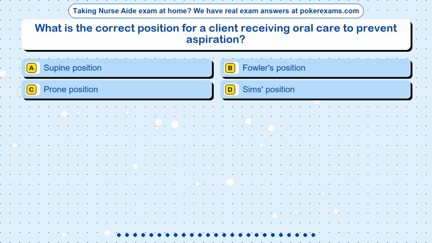Question 2. What is the correct position for a client receiving oral care to prevent aspiration? Option A. Supine position. Option B. Fowler's position. Option C. Prone position. Option D. Sims position.